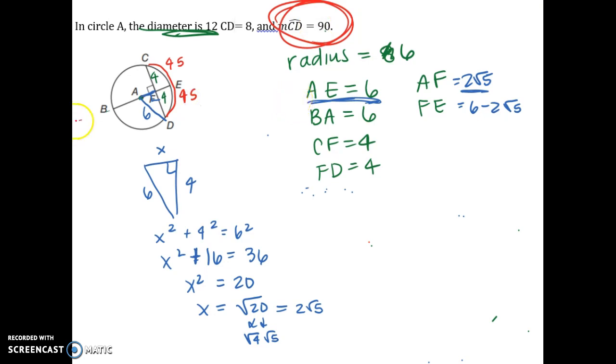I could then, in turn, figure out the other two arcs in the picture, because that's a diameter, and a diameter measures 180 degrees. So 180 minus 45 is 135. And then conveniently, this is also going to be 135.